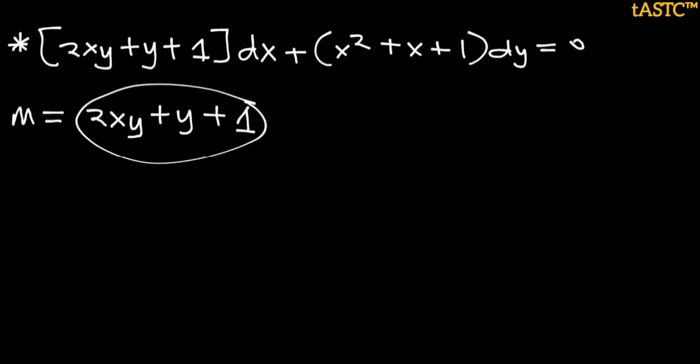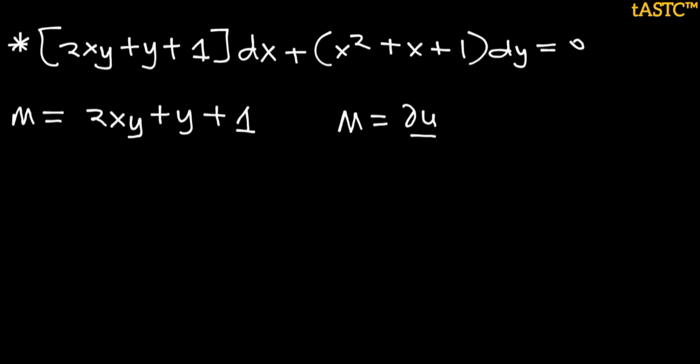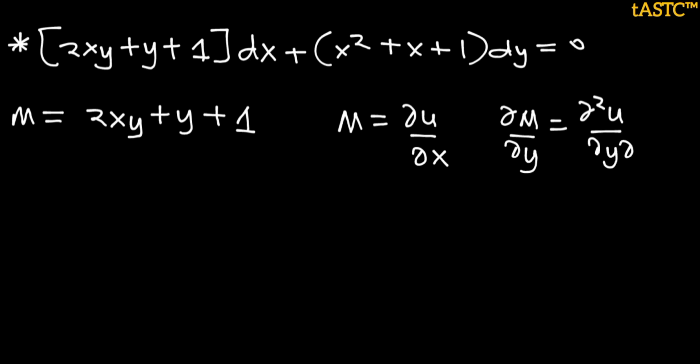Now this stuff, we need to differentiate it. Now what are we going to differentiate m with respect to? We know that m originally was actually the derivative of u with respect to x. Now we need to work out dm dy. So we need to differentiate this with respect to y, which is pretty much the same thing as d squared u dy dx. So let us find out what this is.